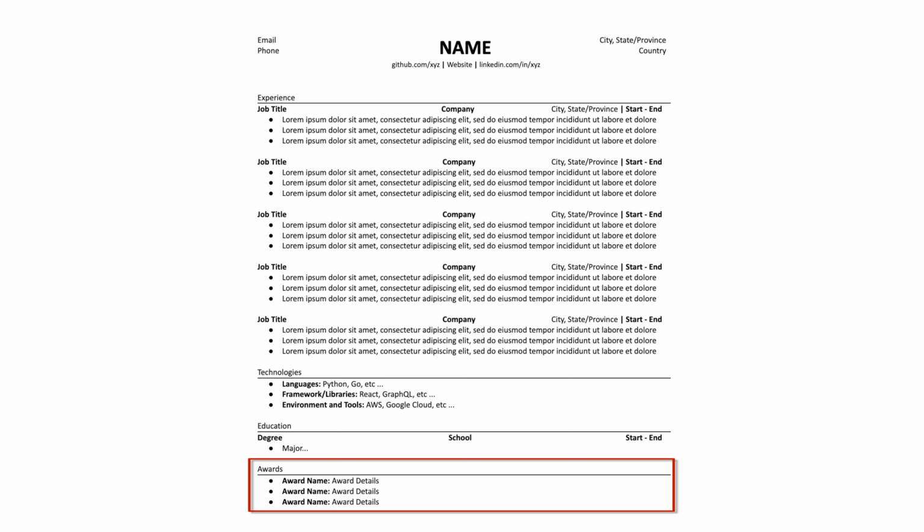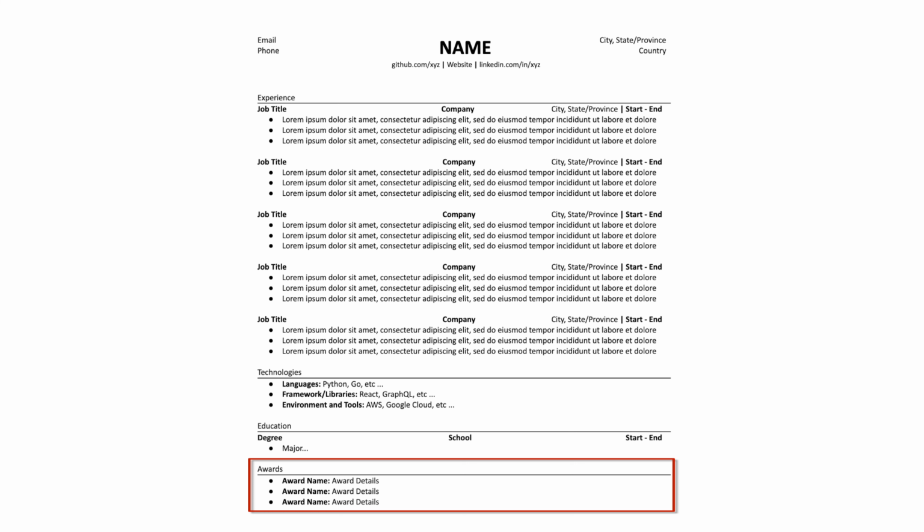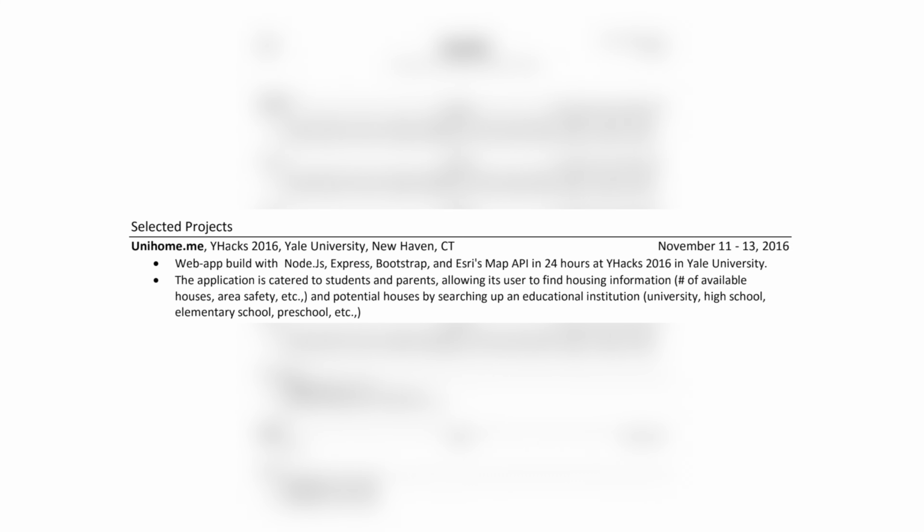For awards, it was notable wins from hackathons like major sponsors and company-based coding competitions at school. I'd write it down like this, so the company that awarded it, the placement, and where it happened. I used to have a project section when I had fewer experiences. I'd write them like this. So similar to a job with what I did, but a bit shorter.